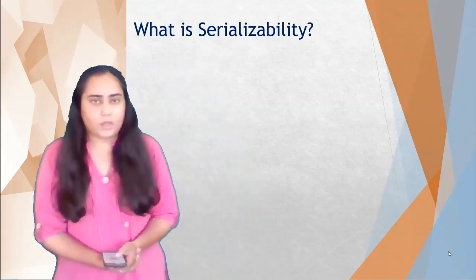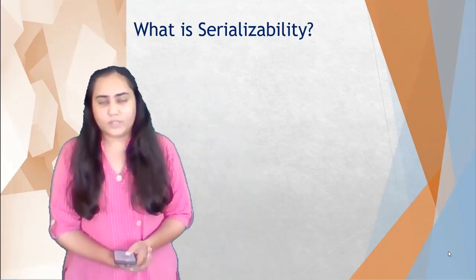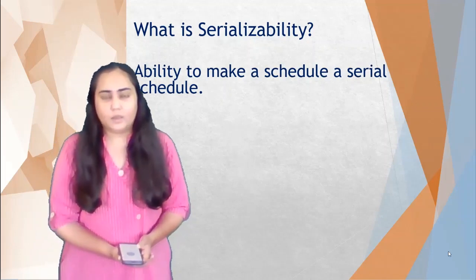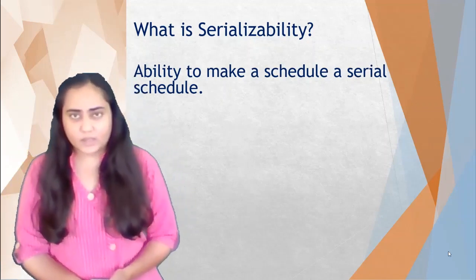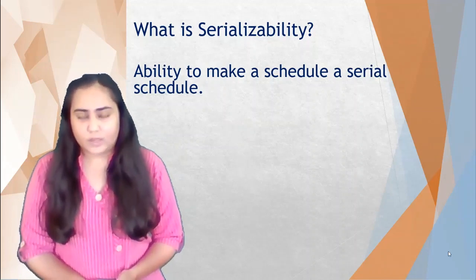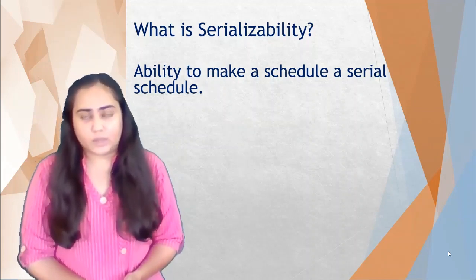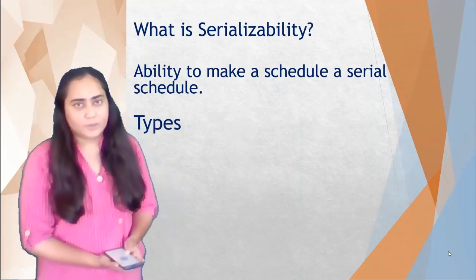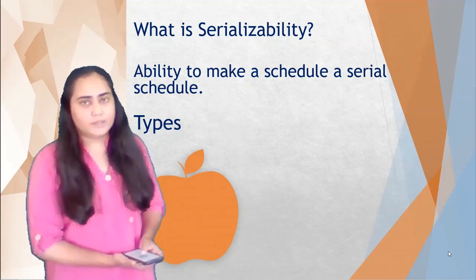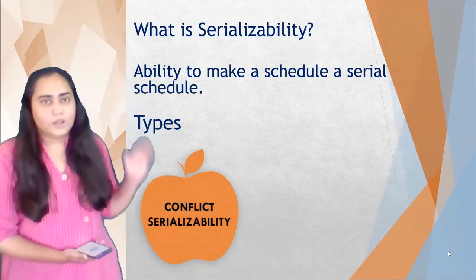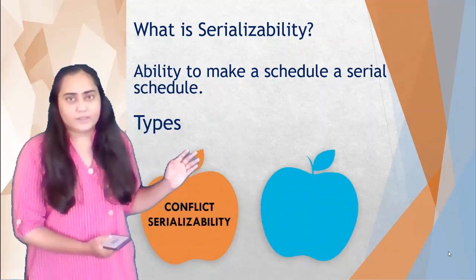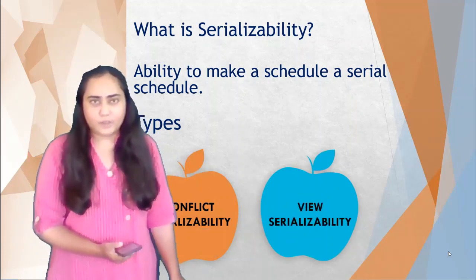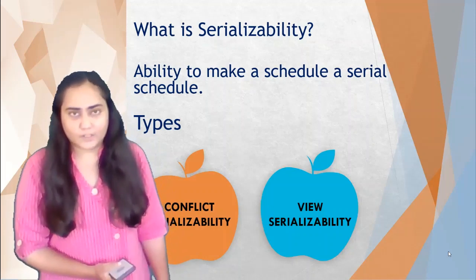First, we are going to answer the question of what is serializability. Serializability is nothing but the ability to make a schedule a serial schedule. And I've discussed serial schedules in my previous video. There are two types of serializabilities. The first type is the conflict serializability, and the second is the view serializability. First, let's take a look at conflict serializability.